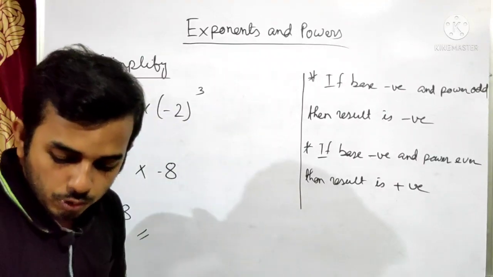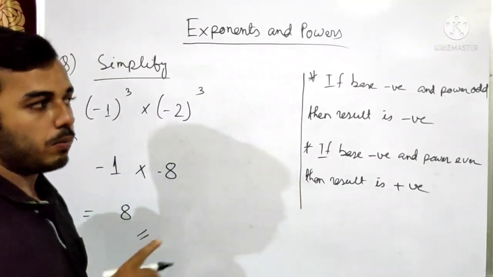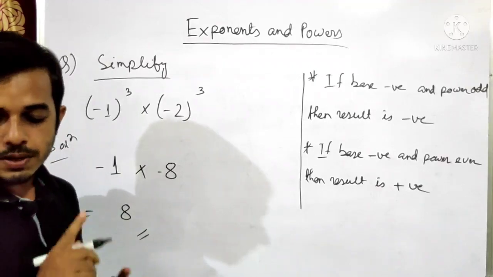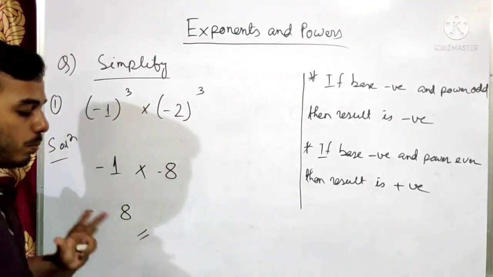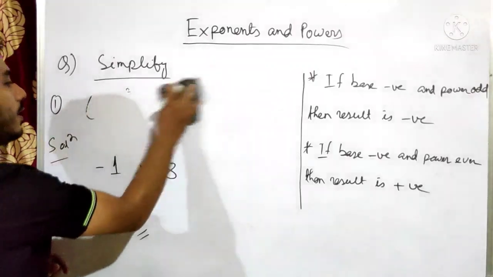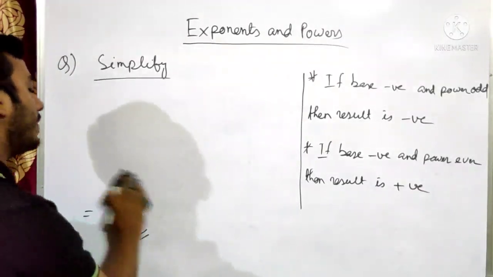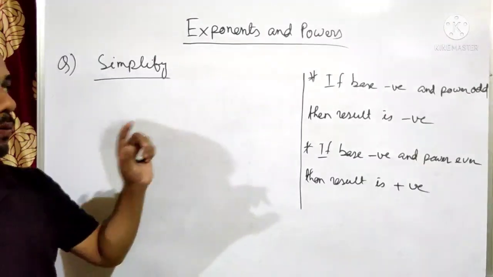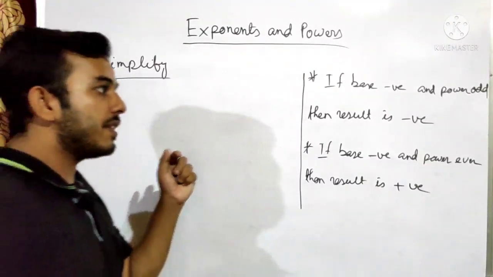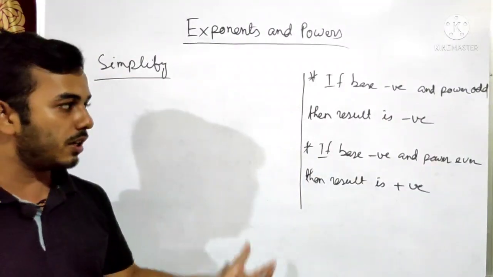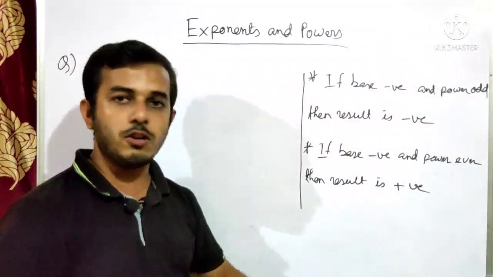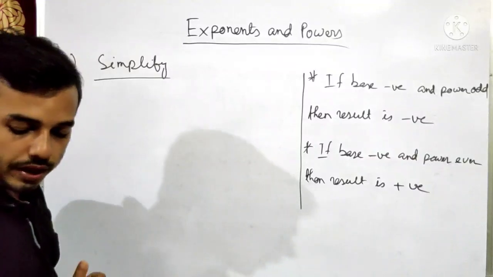Okay, let us solve one more where we have both even and odd powers. I hope this is clear to you, right? After this I hope the concept will be clear. That is, if the base is negative and the power is odd, then the result will be negative. If the base is negative and the power is even, then the result will be positive. Clear?